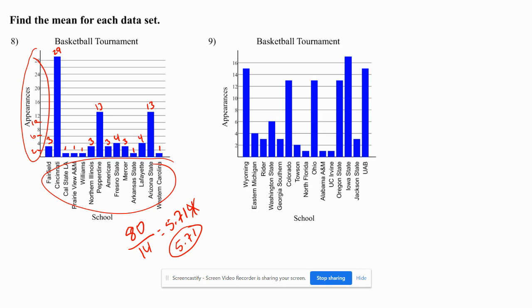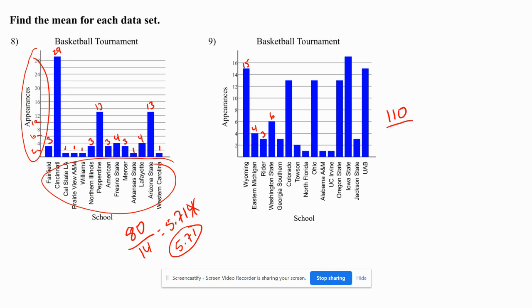Now, when I look at question number 9, this number is 15. This number is 4. This number is 3. This number is 6. So you guys can see we have the same idea. I'm just going to add my numbers. I'm using a calculator in this case. When I add my numbers, I get 110.